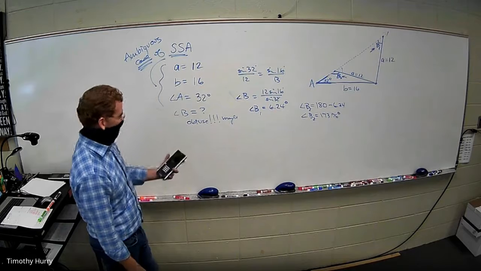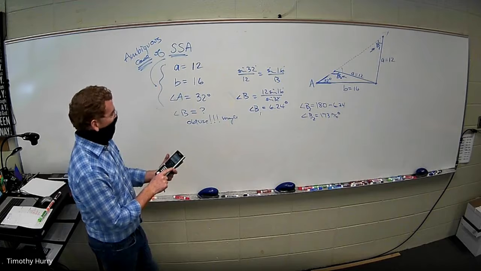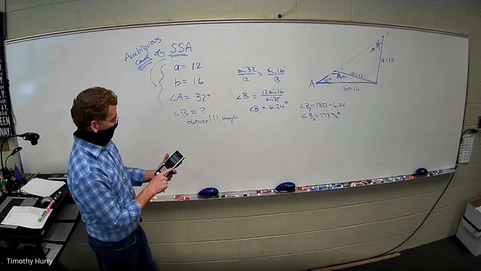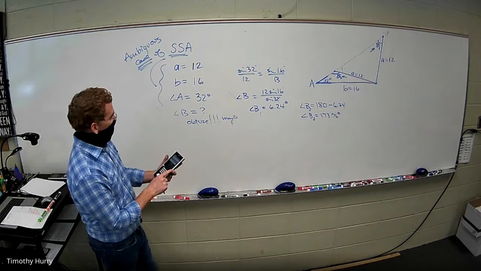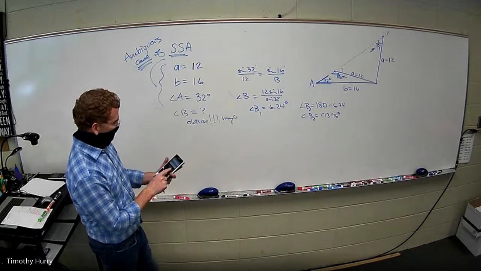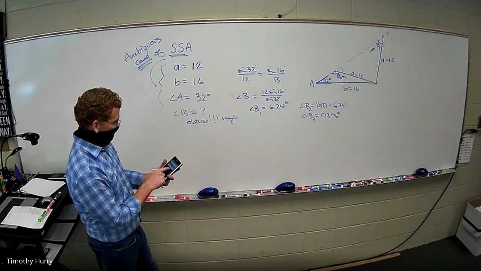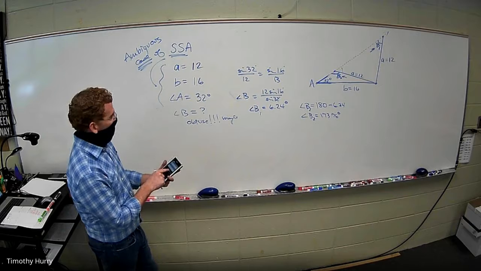This is not right. Something's going on here. It smelled bad from the start. Hold on. 12 sine 16 over sine of 32. I am in degree mode. Why is this? I got the same as you. I got 6.64. Yeah.